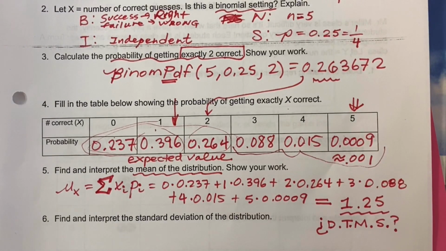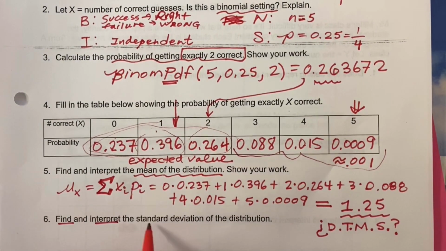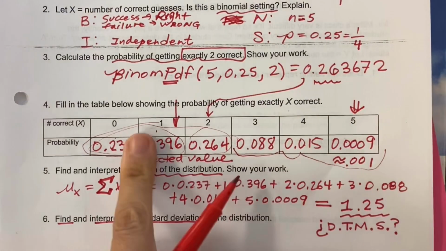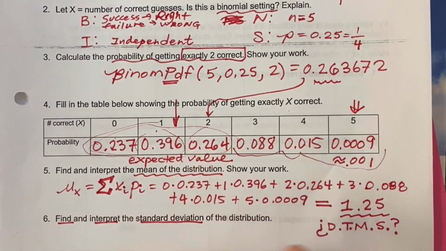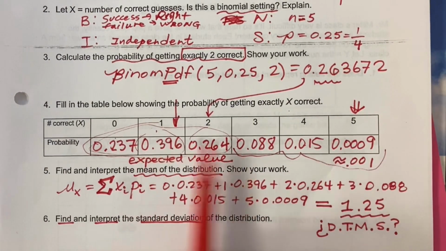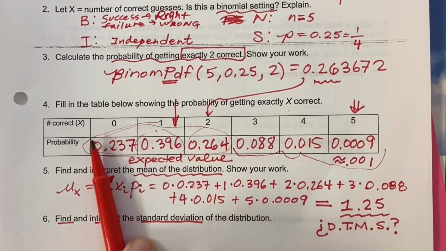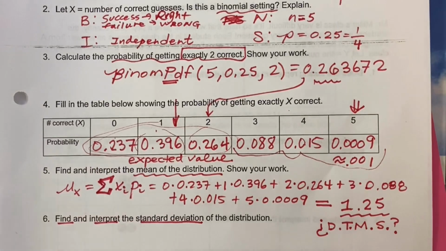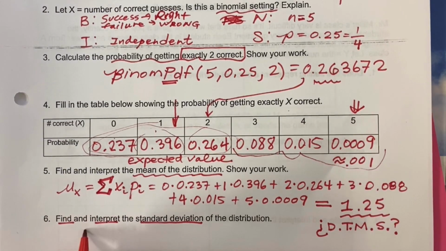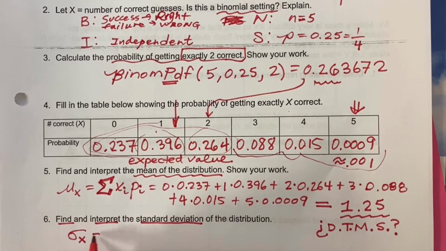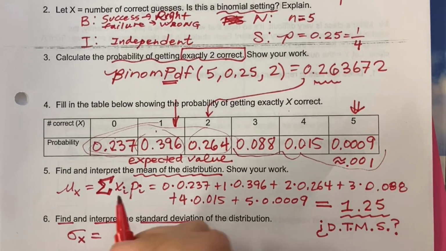Okay, so can we also find and interpret the standard deviation? Well, I already said, I think it's one. I think a typical person got about one right, maybe a little more than one right, plus or minus one. But let's calculate that. And now we actually have a formula for this since we have a binomial probability distribution.